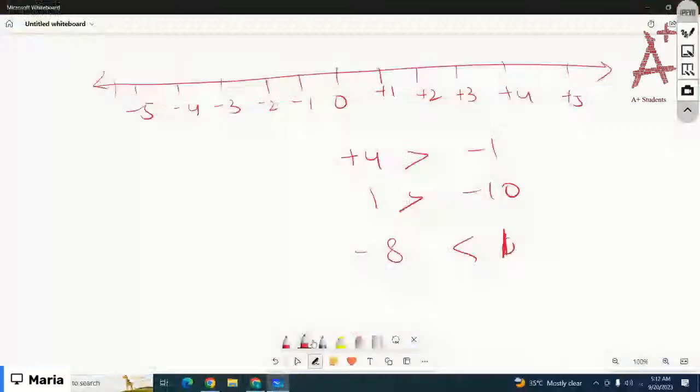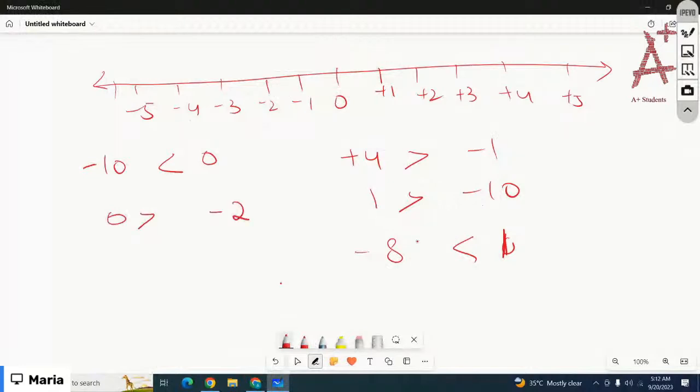Okay. So this is the situation when you are comparing a negative and a positive number. Negative numbers are always less than 0, right? 0 is always greater than the negative numbers.